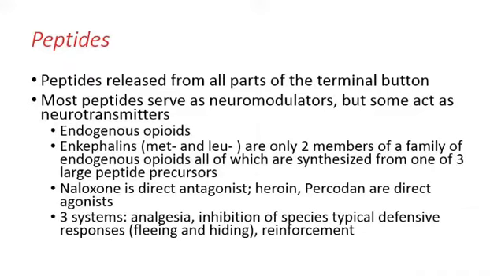Three different systems for these endogenous opioid peptide neurotransmitters exist. One produces analgesia and is probably the best known. Another one involves inhibition of the species-typical defensive response, like fleeing and hiding. And a third system is associated with reinforcement.